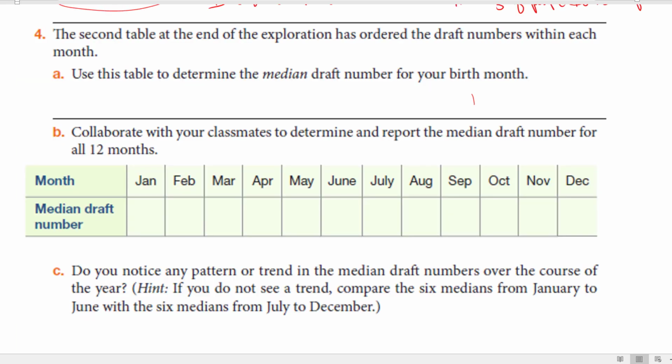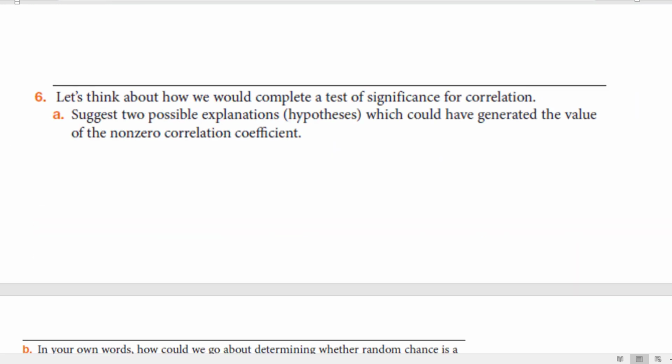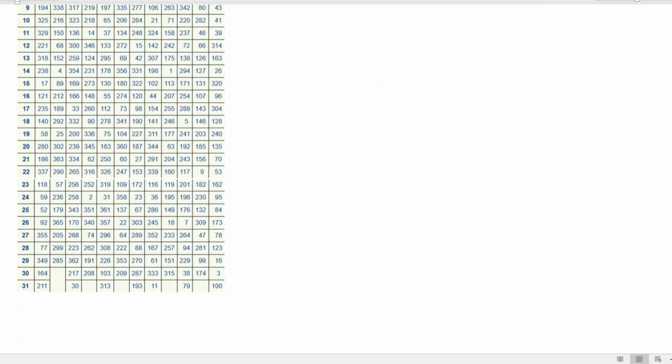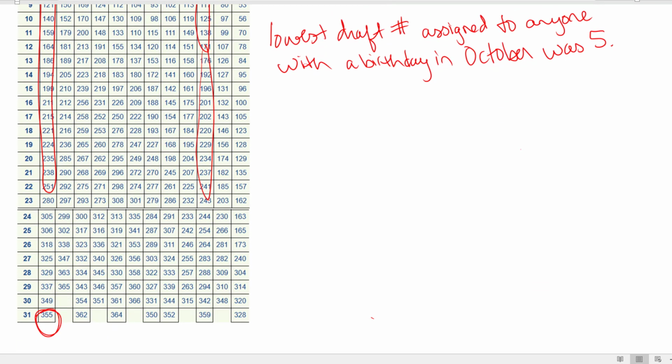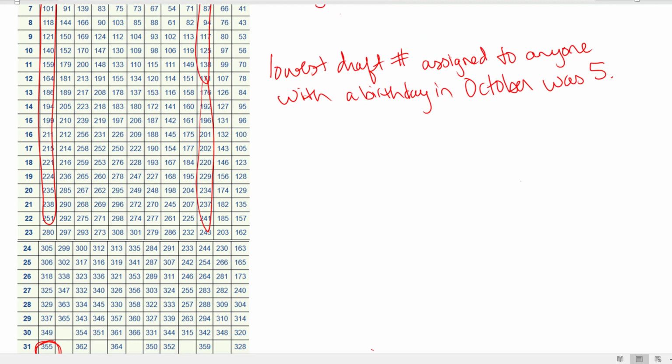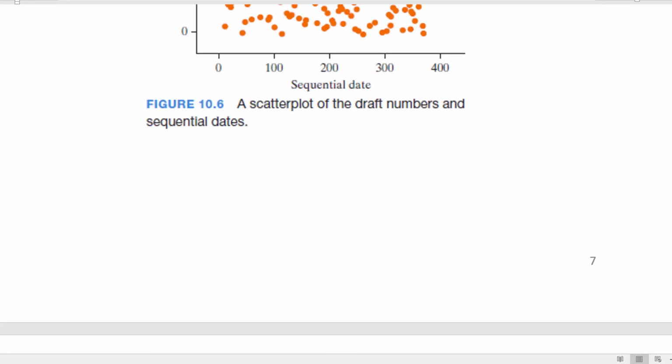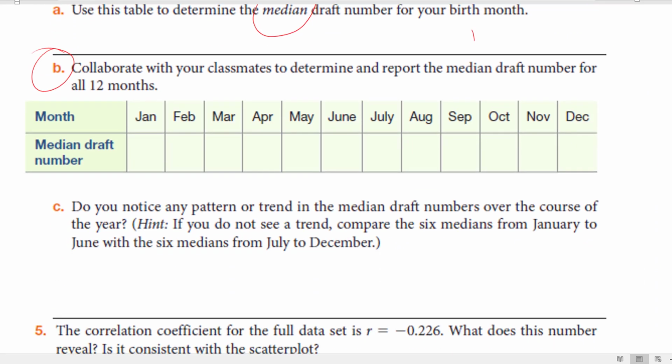Okay, so what it asks us to do in problem 4 is to find the median draft number for your birth month. And then we're actually in part B going to find the median draft number for all the different months. So we're saying find the draft number such that half of the draft numbers are above it and half the draft numbers are below it. So you could go down to this chart and find the draft number for each month so that half the draft numbers are above it, half are below it, because it's already put in order for each month for us. So I'm just going to give us the answers for that rather than spending the time walking through finding all those. Okay, there they are.